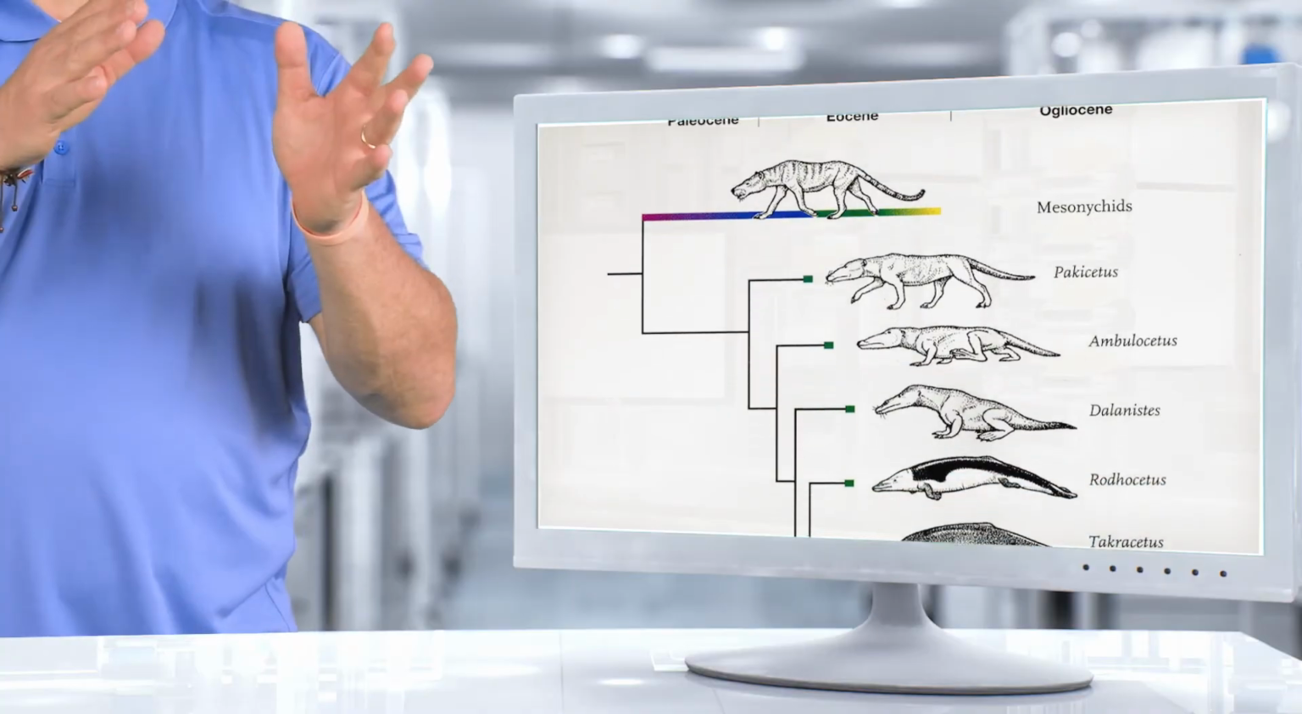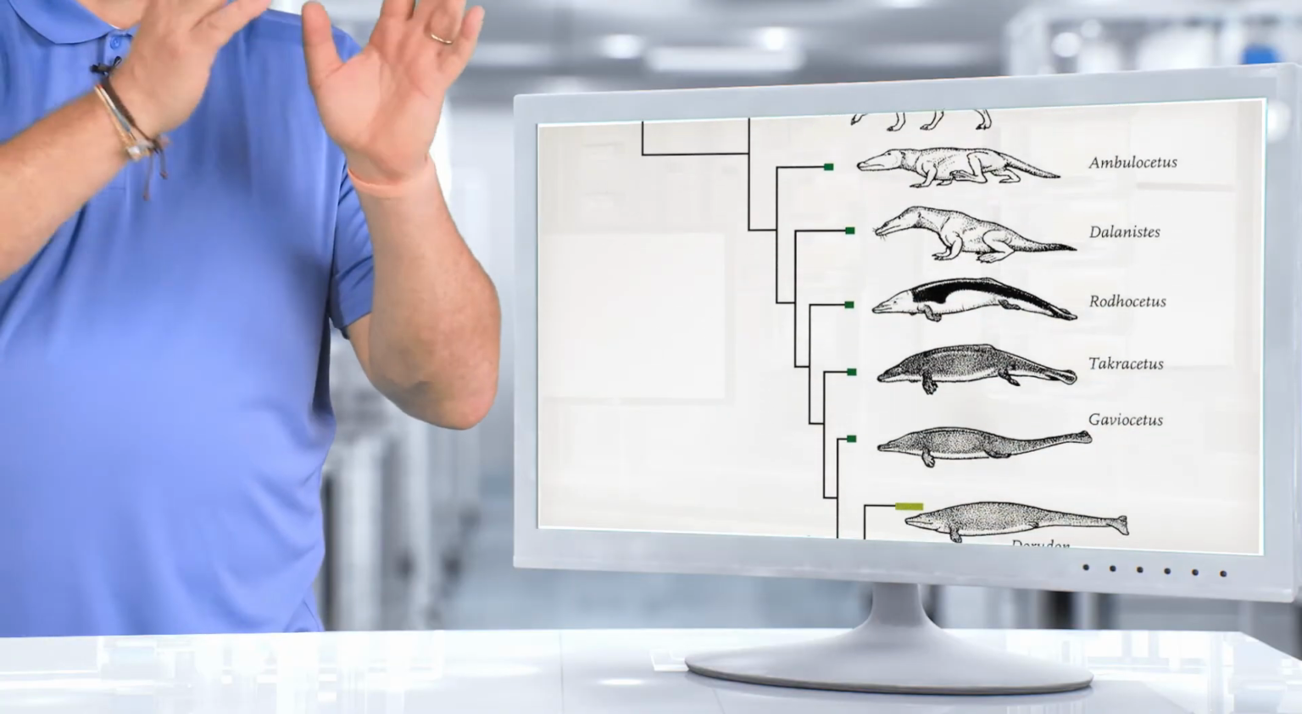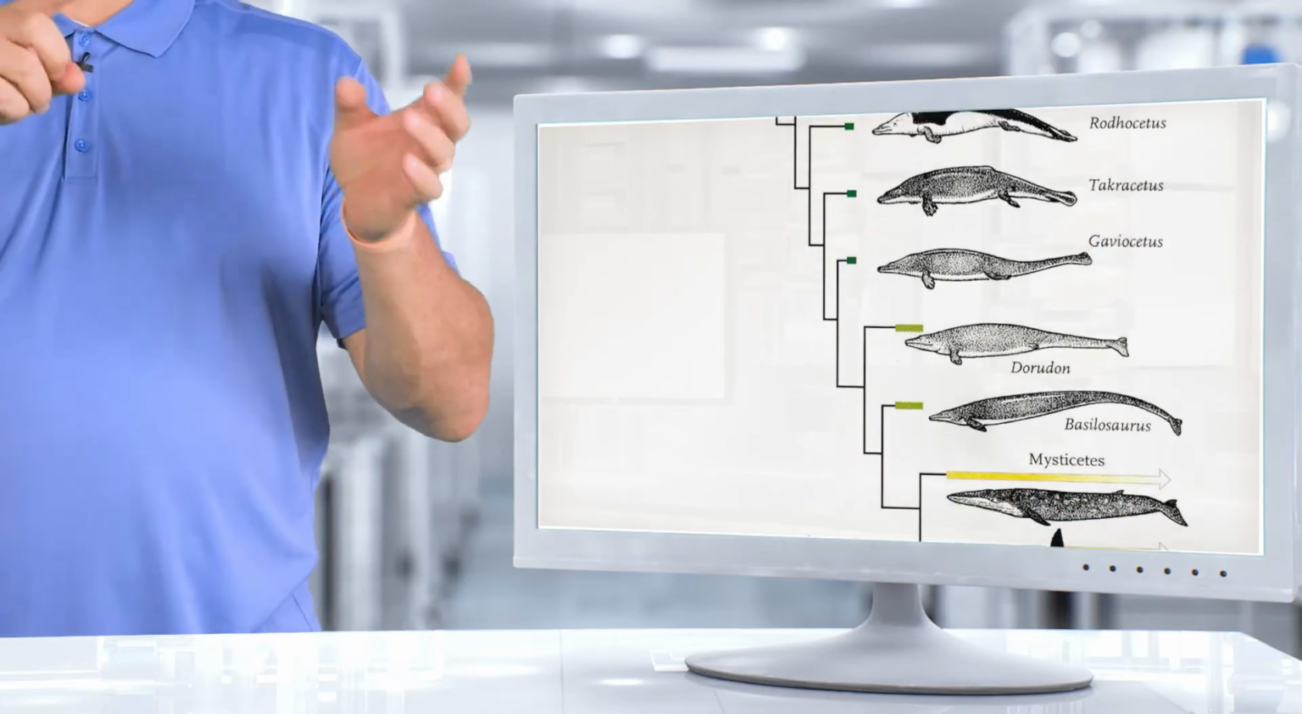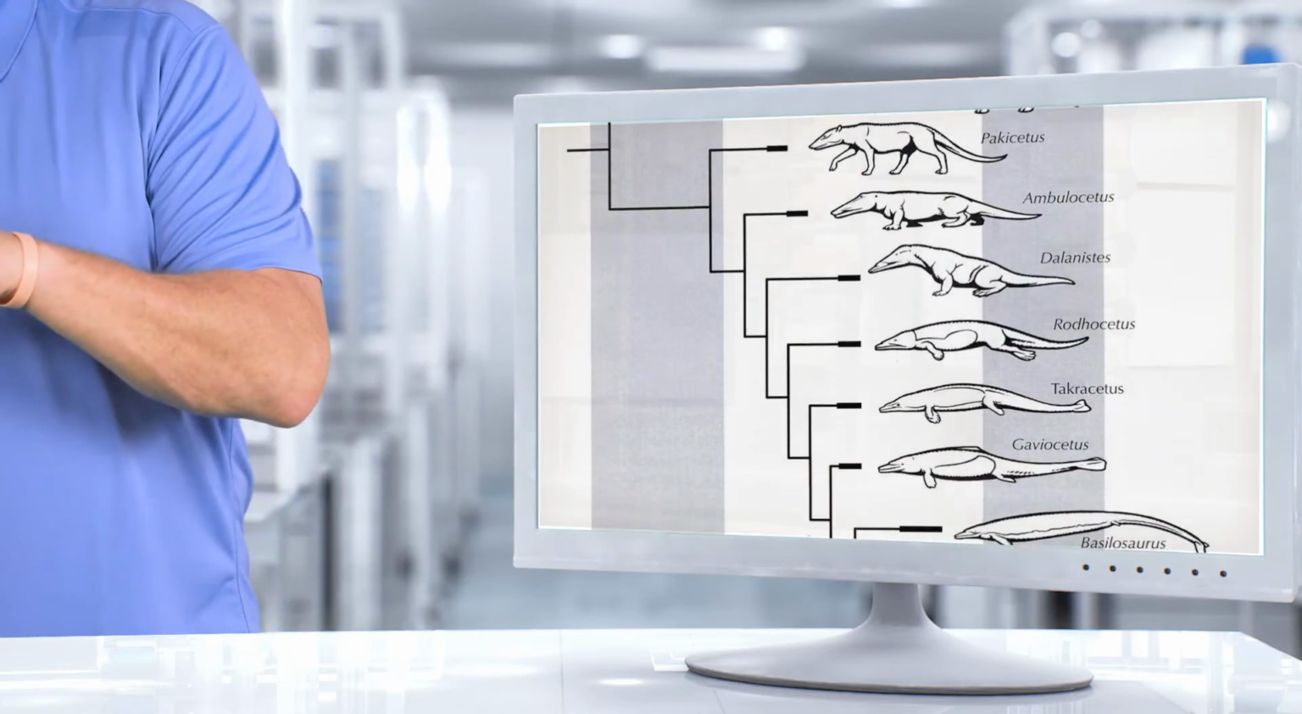What I find interesting is that there have been some changes when it comes to the interpretation of these two animals. The chart you're looking at is how whale evolution was depicted in the 1990s. Now take a look and see how it was depicted in the 2000s.